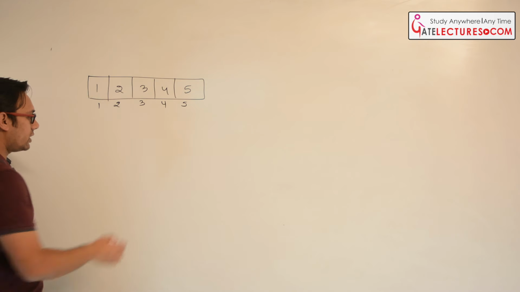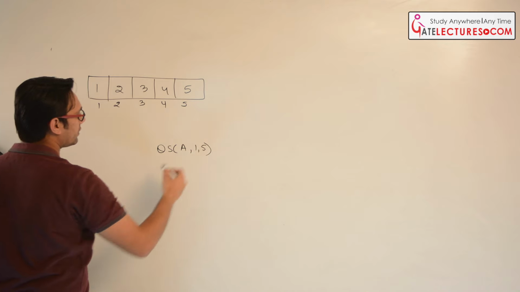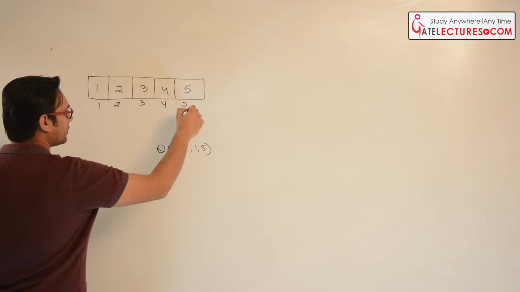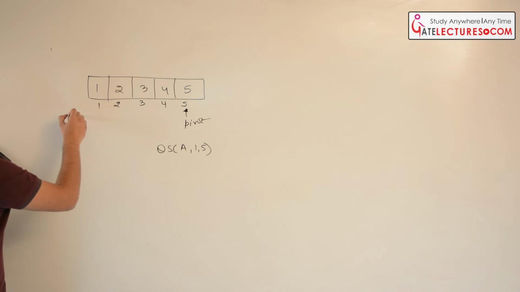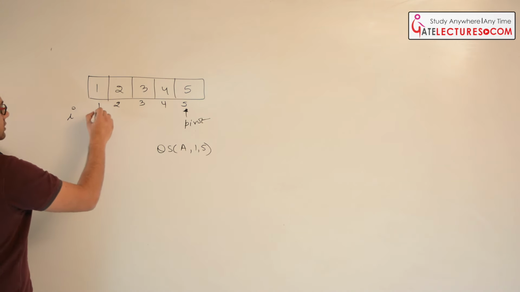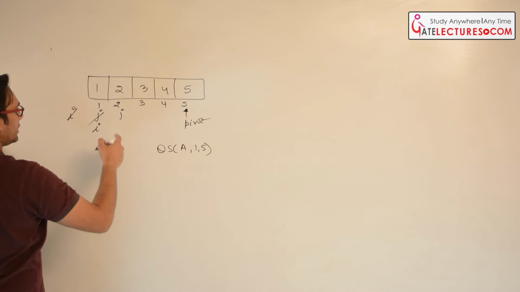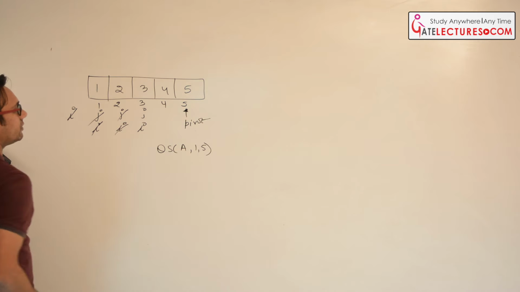Fine. So initially apply quicksort A(1, 5). So we are going to apply partitioning here. So this will be the pivot, and then we'll start i, and then we'll start j from here. As you can see, 1 is less than 5. We are going to increment the value of i. Then j will be incremented. Again 2 is less than 5, therefore i will move to 2. Again we are going to increment j. So 3 is less than 5, therefore i will move to 3.